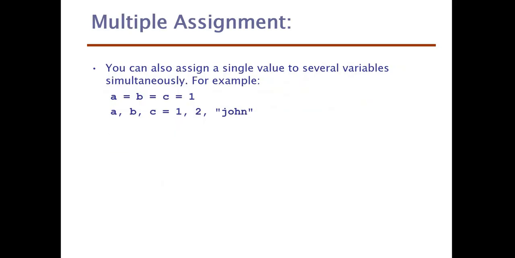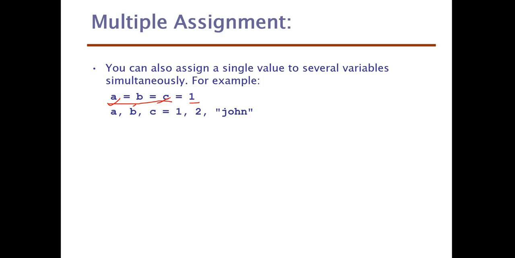If we are assigning multiple values, or we can say multiple assignments, then we can also assign a single value to multiple variables simultaneously. For example, A is equal to B is equal to C is equal to 1. It means we are assigning a single value to a number of variables. The variables are A, B, and C.